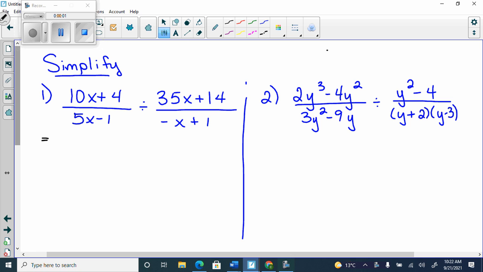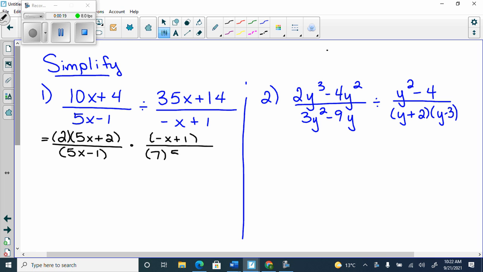With an equal sign, we can take out a 2, and we're left with 5x plus 2. The bottom, we can't do anything, so we write 5x minus 1. Then we can multiply, we just need to take that negative x plus 1 up top. And then we take a 7 out of the bottom, and we're left with 5x plus 2.